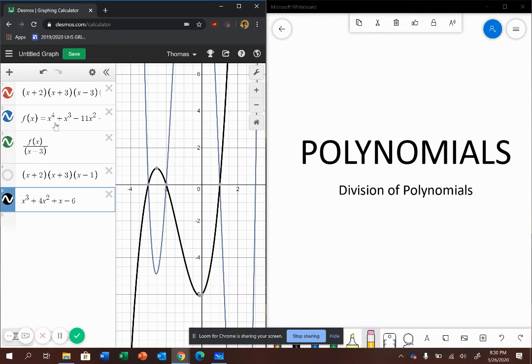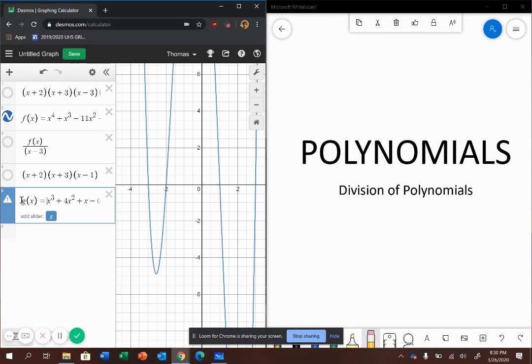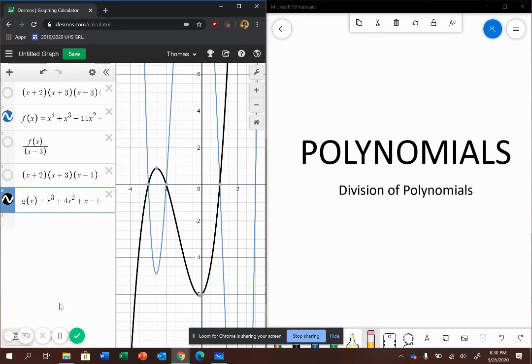Is there a way where if I didn't know these factors that I could take this original polynomial f of x, divide it by x minus 3, and get this new polynomial that's down here? We call this one like g of x or something like that. And, well, yes, there is. And let's talk about that.